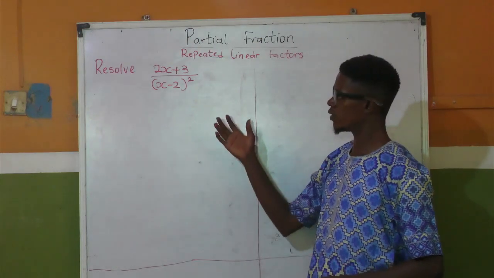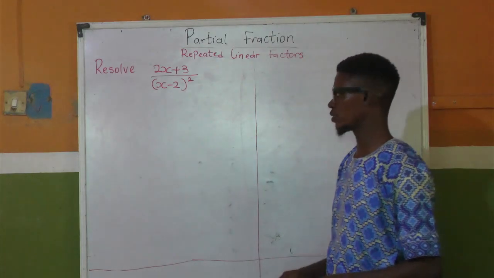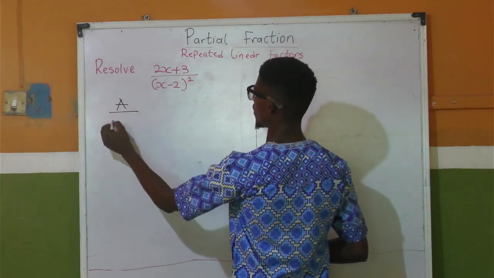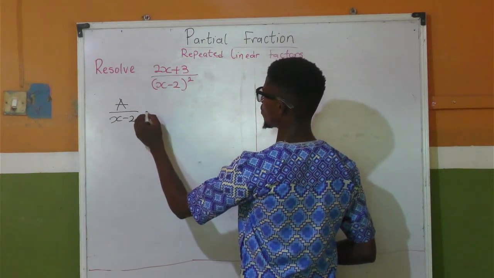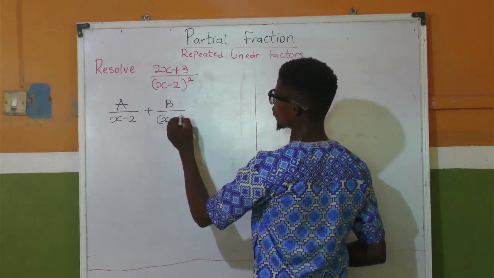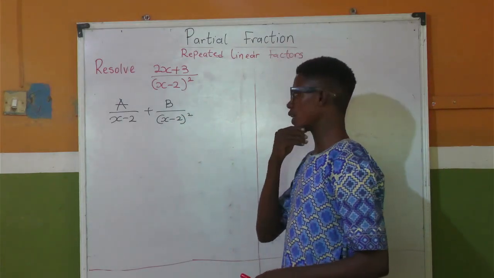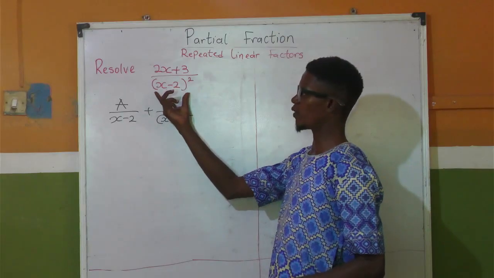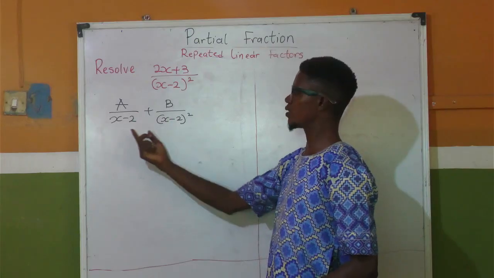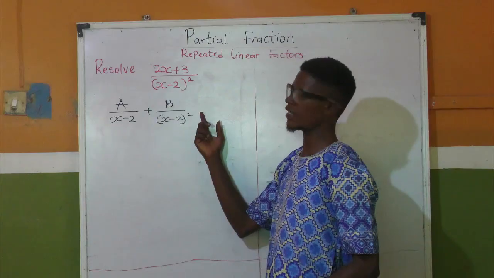The way that we express questions that come in this form is such that we put it in this form: a over x minus 2 plus b over x minus 2 squared. Now, when you have a question where you just have one factor that is raised to a particular power, you simply repeat it in ascending order until you get to the power that is indicated in the question.